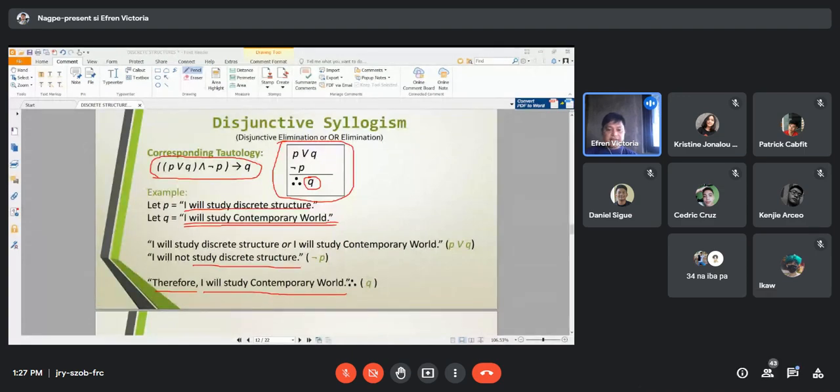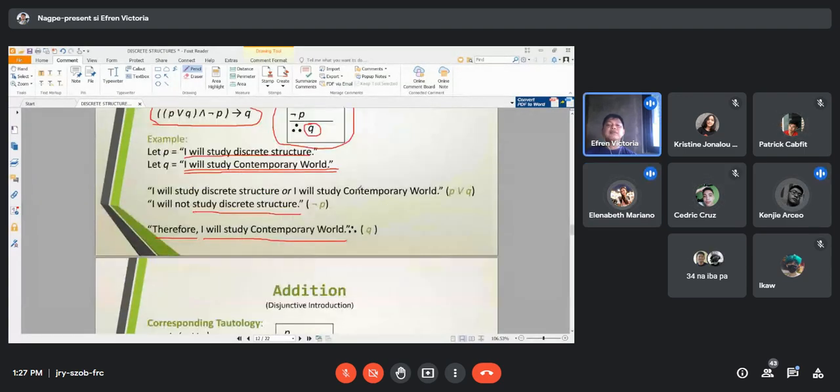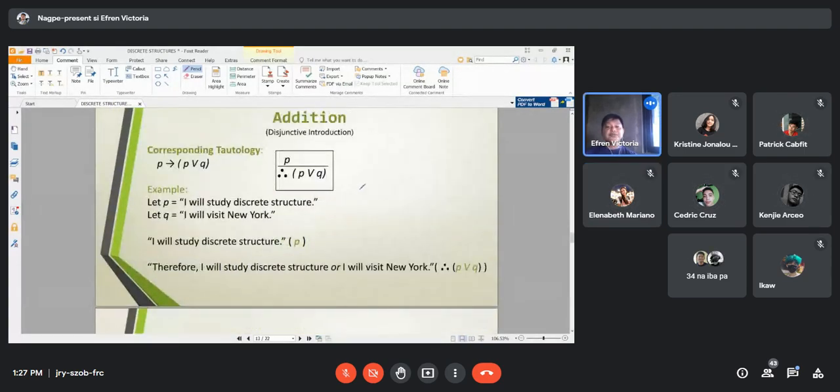Nasundan yung example? Nakuha yung disjunctive syllogism? Yes po, sir. Opo, sir.